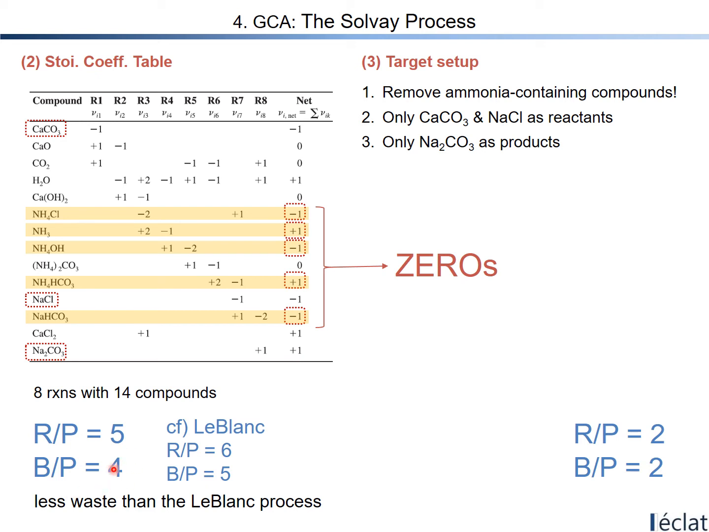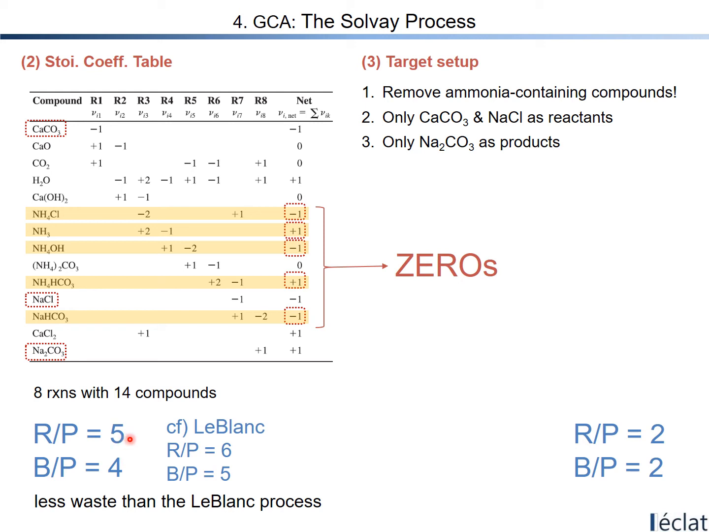Let me compare those values with the values of Leblanc. Leblanc had Rp at 6, Bp at 5. But right now, the Solvay process provides Rp at 5 and Bp at 5. The measures are decreasing when we adopt the Solvay process.